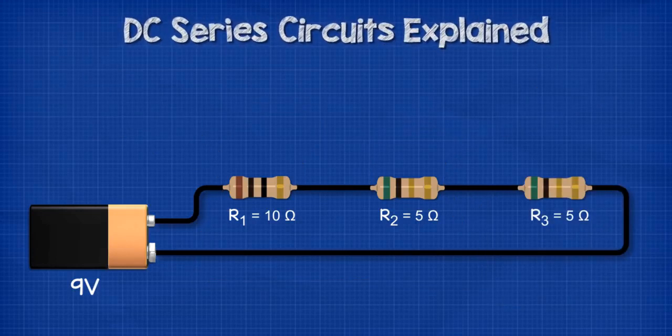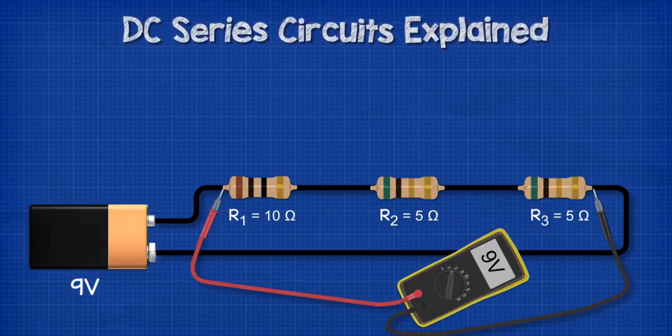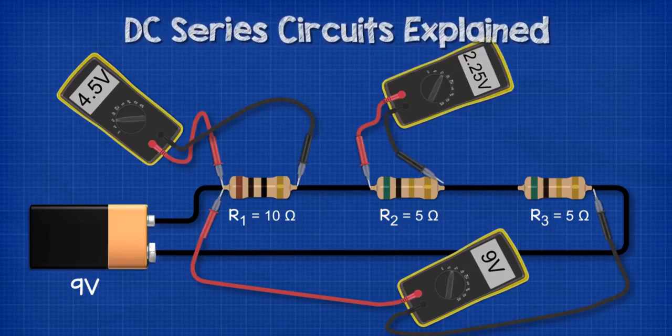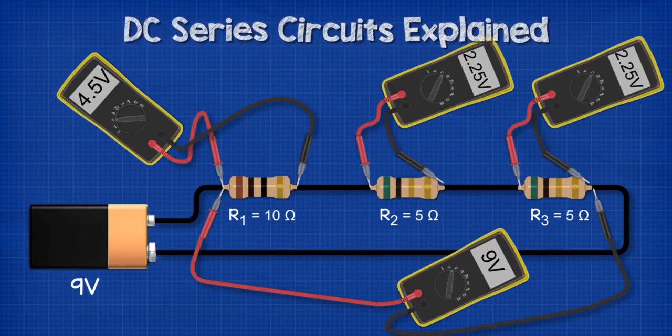If we added another resistor, R3, with 5 ohms into the circuit, we again get a total voltage drop of 9 volts across the 3 resistors. Across the R1 10 ohm resistor, we read 4.5 volts. Across the R2 5 ohm resistor, we read 2.25 volts. And across the last R3 5 ohm resistor, we again see 2.25 volts.